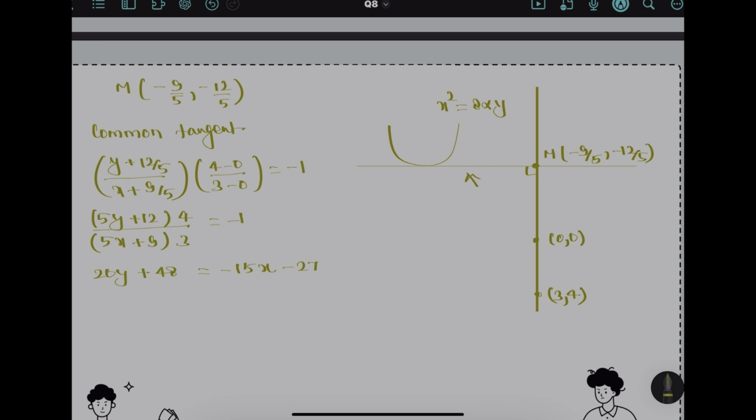Comfortable? Now I'll ask everyone to come to this side. So 15x plus 20y and then plus 75. Okay, now you can divide both sides by 5, so it is 3x plus 4y plus 15 equal to 0. So you got your equation of the common tangent.